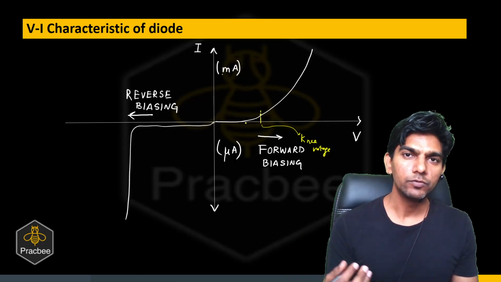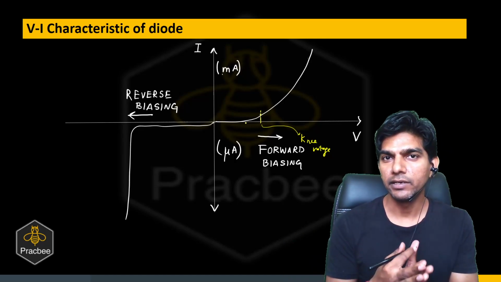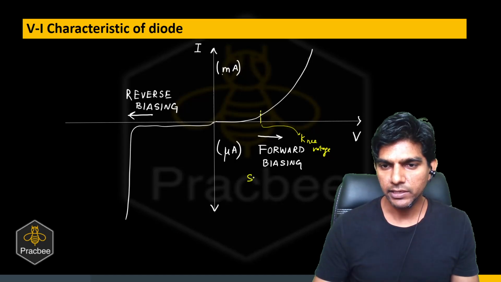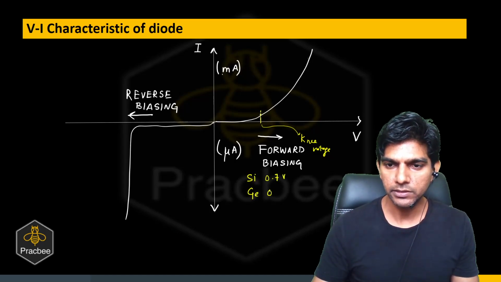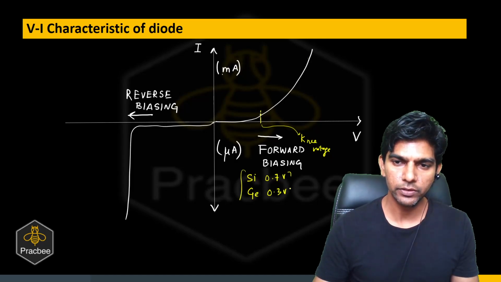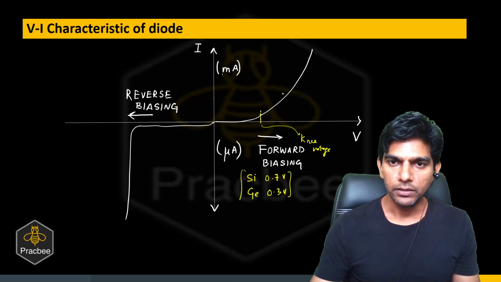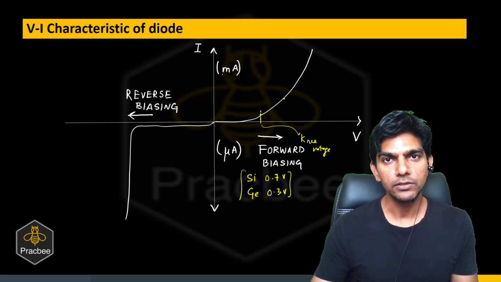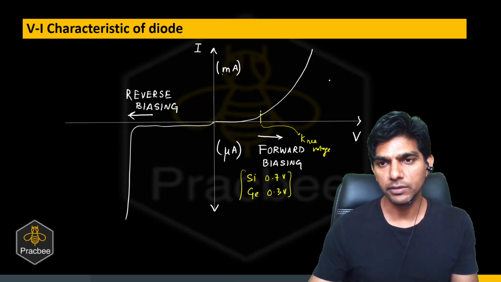And this voltage is known as the knee voltage. So what is the knee voltage? Beyond the knee voltage, the current increases exponentially. This knee voltage for silicon is around 0.7 volts, and for germanium it is around 0.3 volts. So these values you should remember. And can you see now we have a non-linear graph. So here we'll talk about a dynamic resistance.